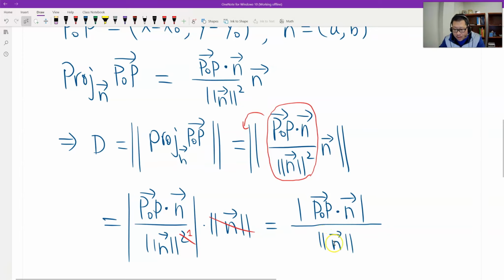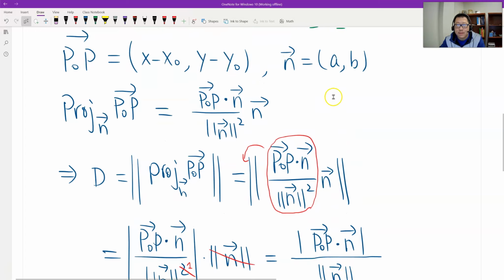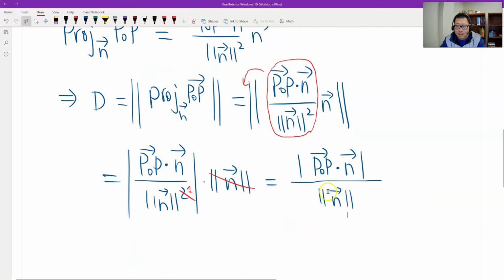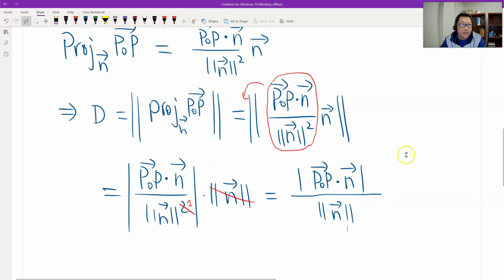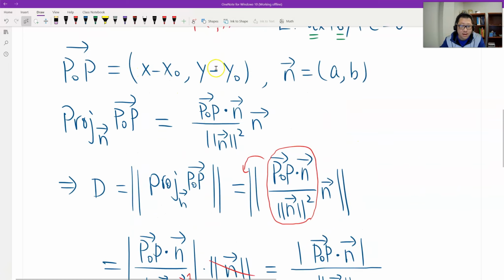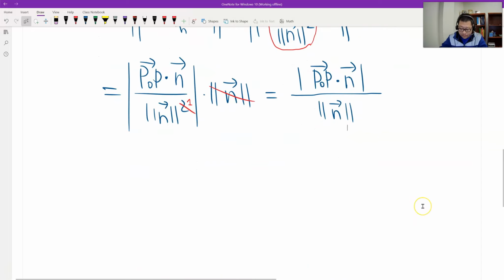So now we need to find this. The denominator is easy, right? Because I know n. So the norm, which is the square root of a squared plus b squared, we already have. And then we need to find the numerator. The numerator here, right? n is here. Plug this vector and this vector inside, which is a dot product. Dot product is the sum of the products, right? So easy to get.